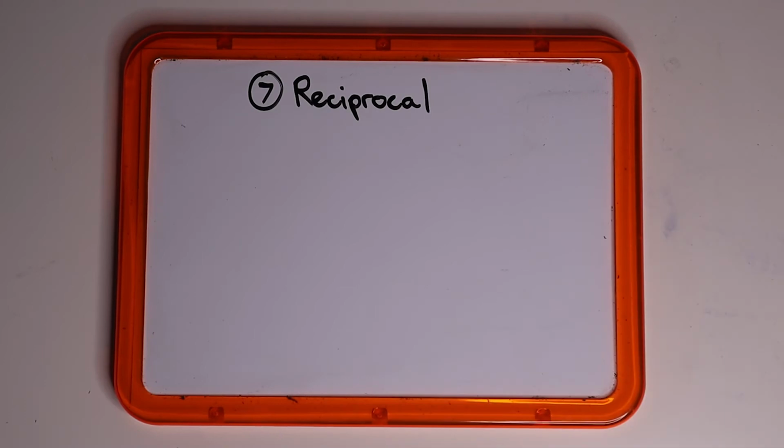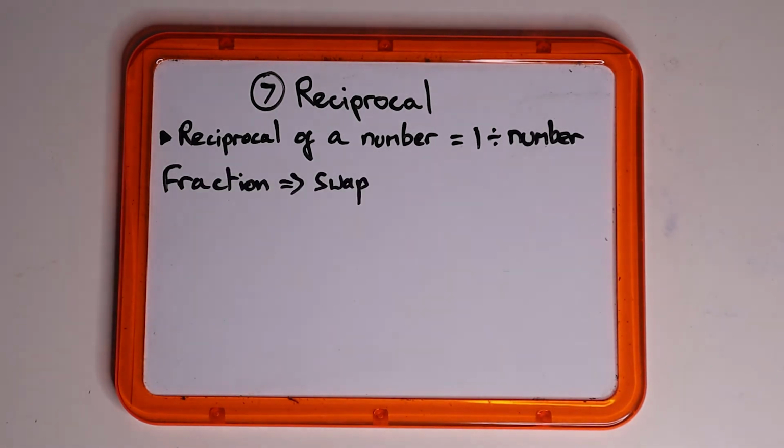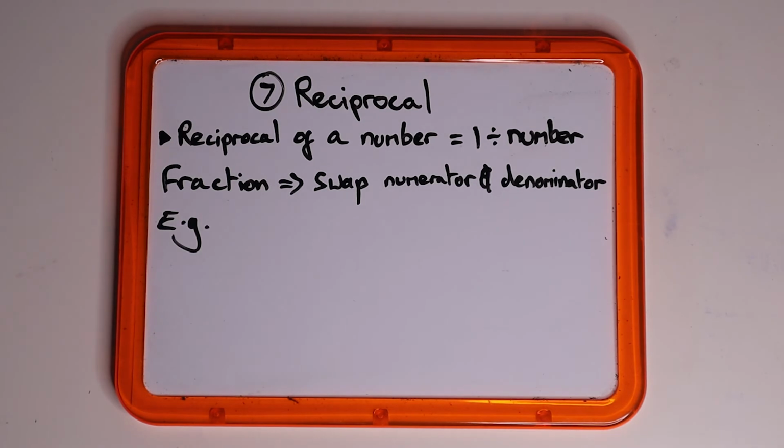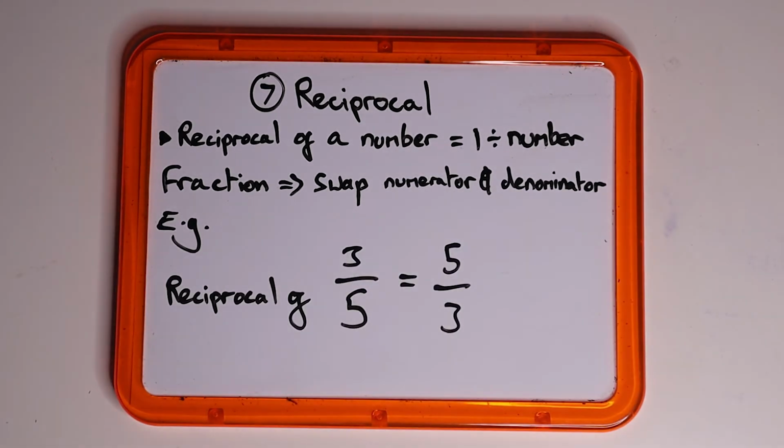Now, penultimately, we've got the reciprocal of a number. The reciprocal of a number is just 1 divided by that number. Now, for a fraction, you just swap the numerator and the denominator. For example, the reciprocal of 3/5 is just 5/3. You just swap the 3 and the 5.